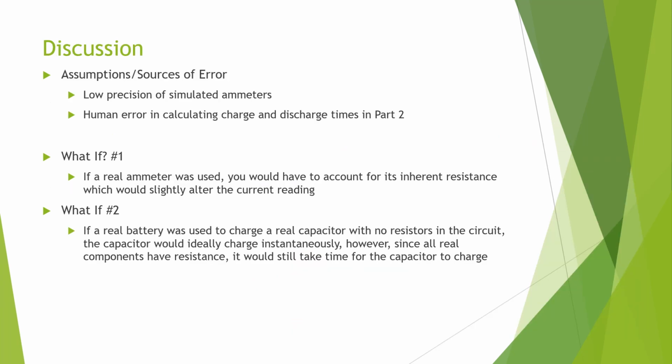Some sources of error in this experiment: low precision of the simulated ammeters, and human error in calculating charge and discharge times in part 2, just from starting and stopping the stopwatch.